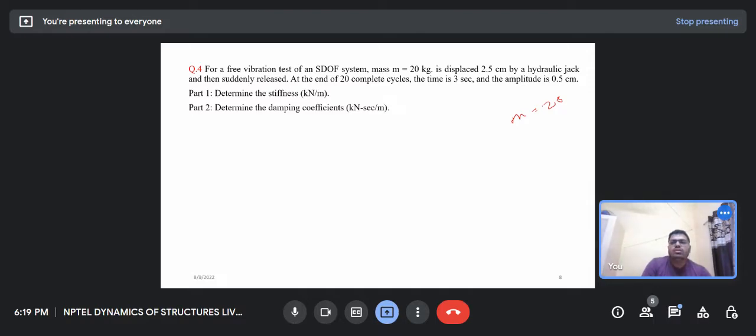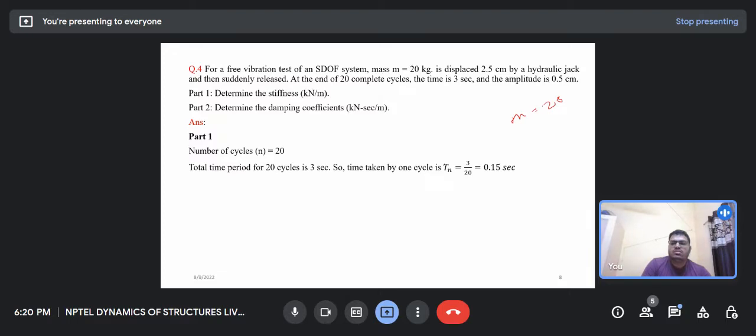Okay, for part 1, the number of cycles given is 20. The total time of the 20 cycles is 3 seconds, so the time period for one cycle is 0.15 second. So with the use of 0.15 second, can you find the stiffness of the system?